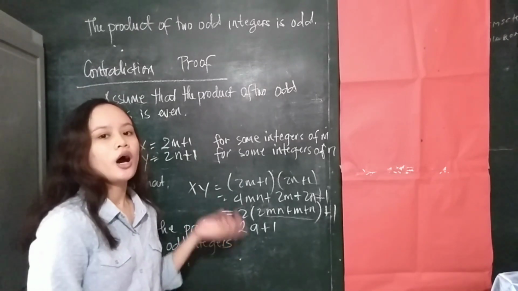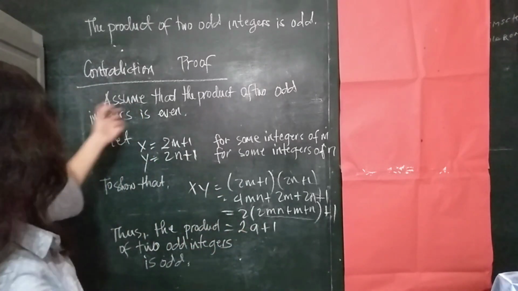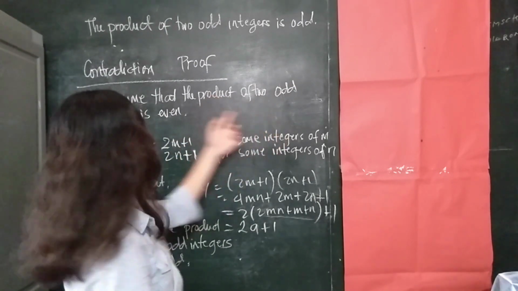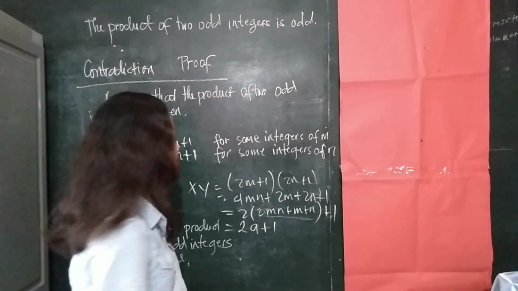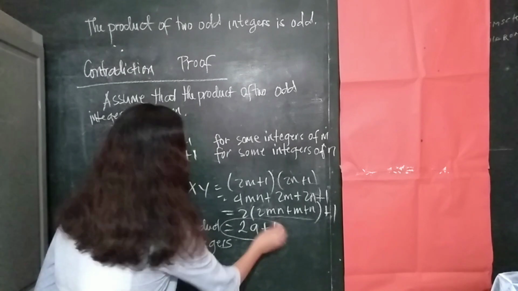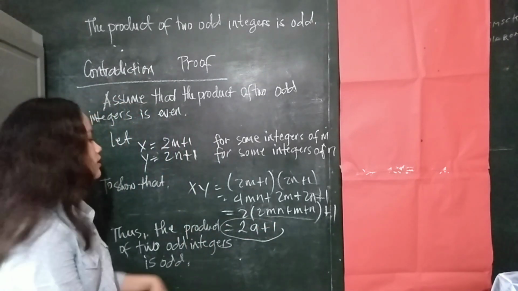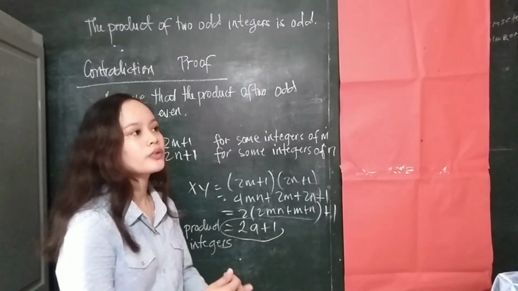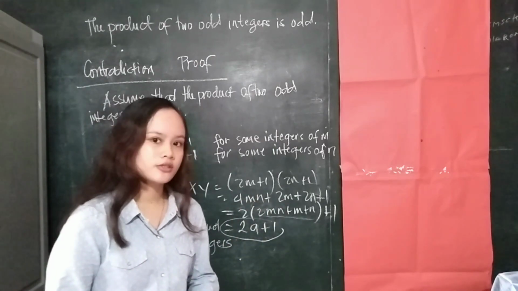It contradicts the statement, which is the product of two odd integers is even, and then we come up with this answer that it is odd. So the statement is false.